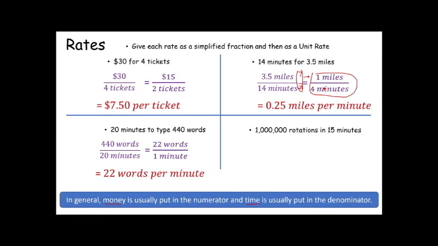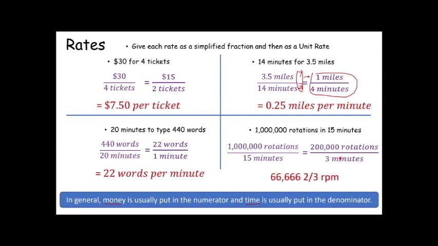Last one, 1 million rotations in 15 minutes. That's 1 million rotations over 15 minutes. Both those look like they can be divided by 5. That's 200,000 rotations in 3 minutes. Notice I'm keeping my units. And then to put that as a unit rate, I would just divide 200,000 by 3 and get 66,666 and 2/3 rotations per minute.